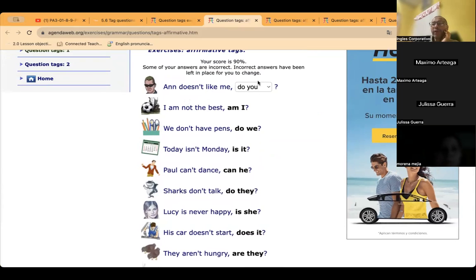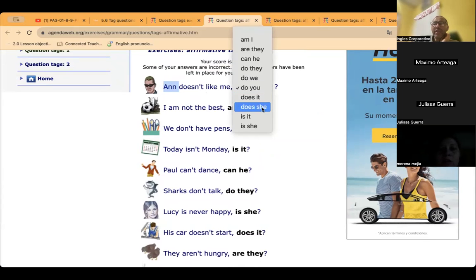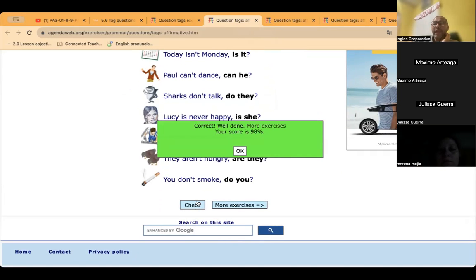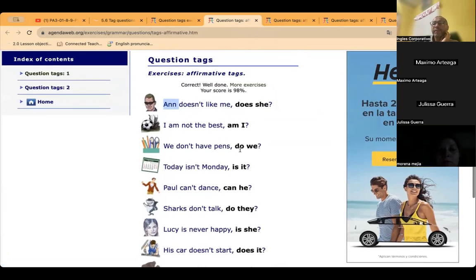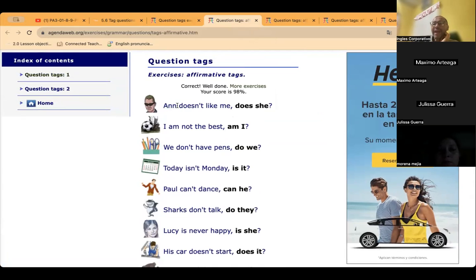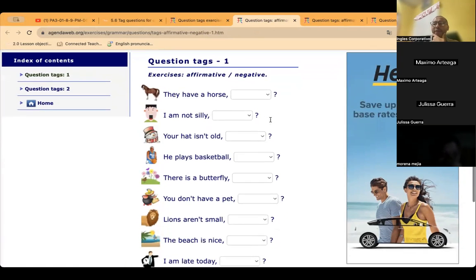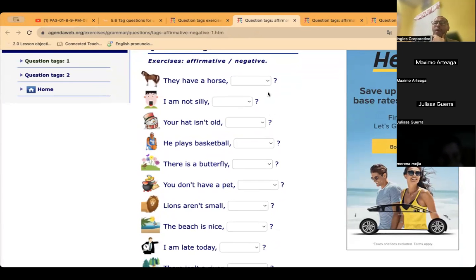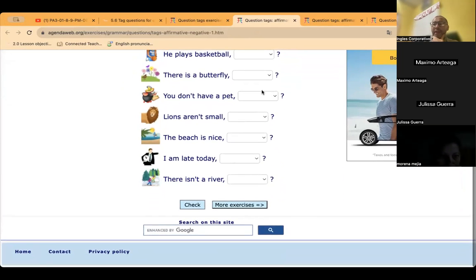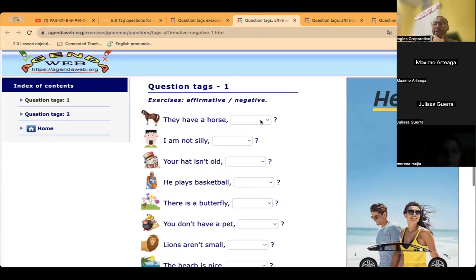Because we are not talking about you. We are talking about she. There you go. So now we can check that it is correct, because the topic is she, not you. A little bit better. Now you have to decide what is correct. We did positive, we did negative. Now we start to have a little bit of mixed.